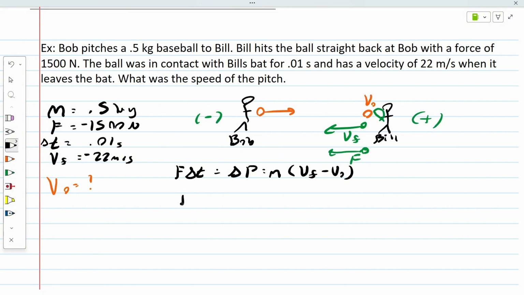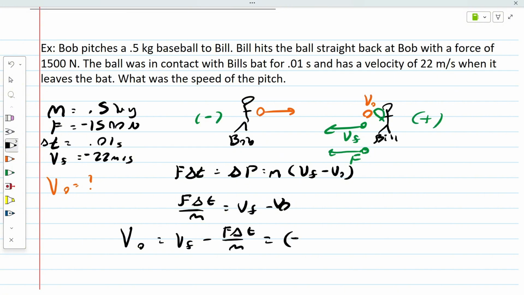So we can go ahead and divide by the mass, and then rearrange the equation for velocity initial, and we will get v initial equals v final minus force times change in time over m. And if we just go ahead and plug in all the values we have, we can solve for the velocity initial of the pitch. So that'll be right before it hits the bat.